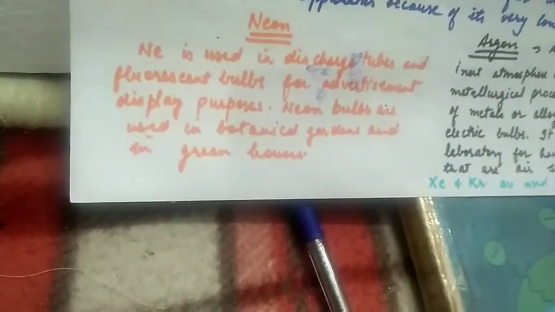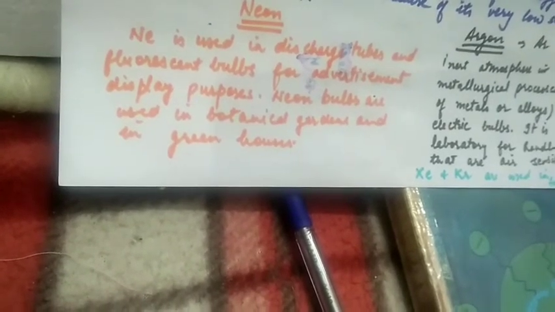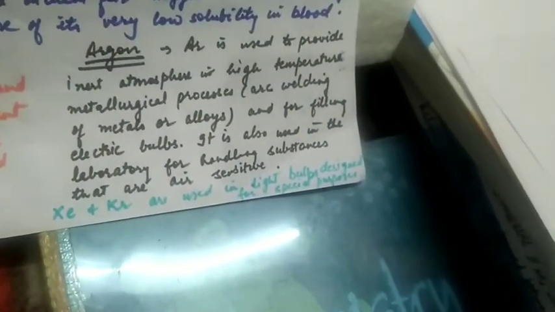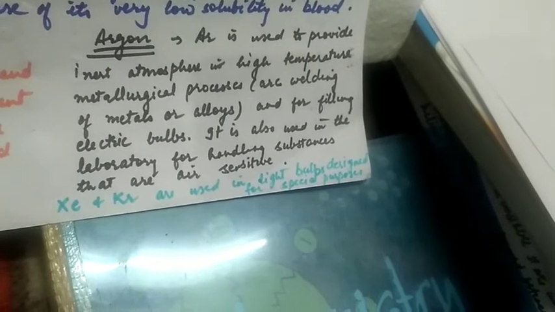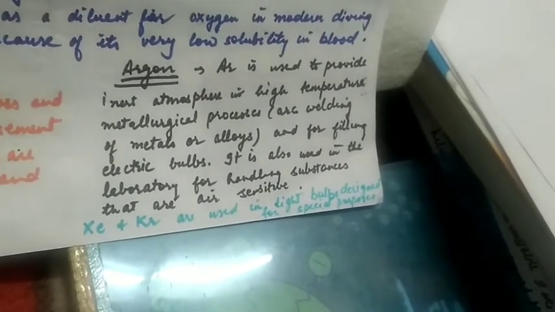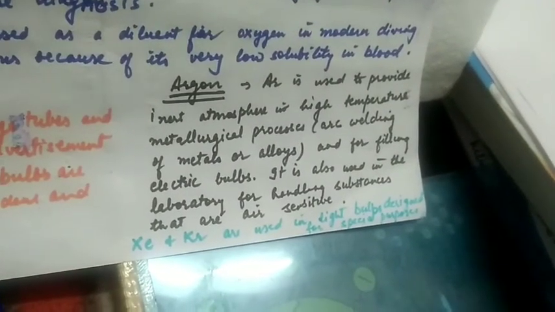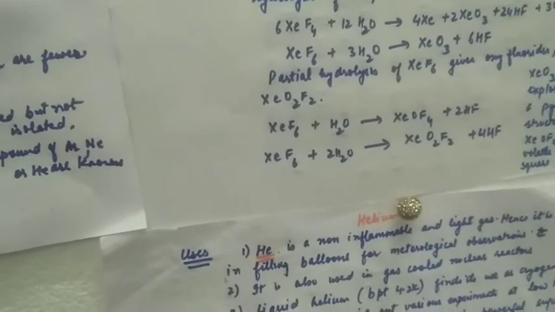Neon is used in discharge tubes and fluorescent bulbs for advertisement display purposes. Neon bulbs are used in botanical gardens and in greenhouses. Argon is used to provide inert atmosphere in high temperature metallurgical processes like arc welding of metals or alloys and for filling electric bulbs. It is also used in laboratory for handling substances that are air sensitive. Xenon and krypton are used in light bulbs designed for special purposes. So this is the end of p block elements and of noble gases.